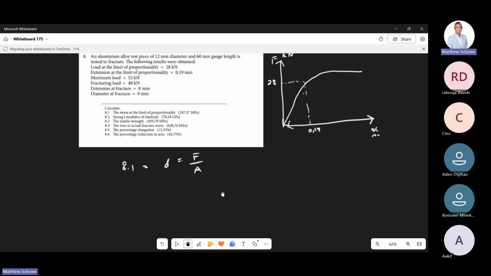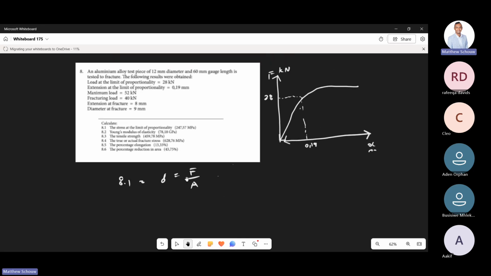If not, welcome. So again, when they're saying limit of proportionality, you want to use the values given over here, right? You don't want to use the other values. The maximum load occurs over here, that's max, and the fracturing load will occur over here. Just be cautious. The limit of proportionality is within this section over here. It can be anywhere here. So it's force over area, straightforward.